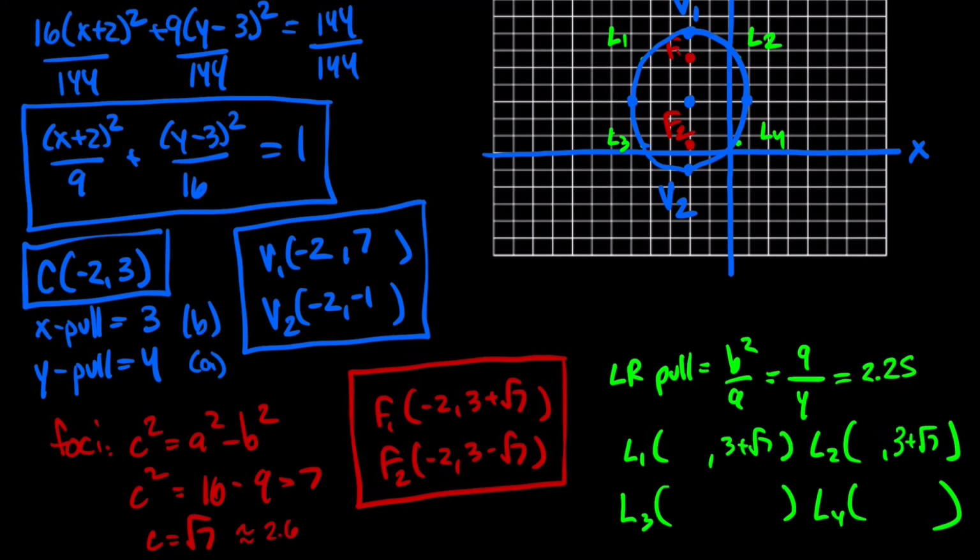To get the x coordinate, you have to remember that we took this x coordinate here and subtracted 2.25 going that way. So if this is a negative 2, I subtract 2.25, that's going to be negative 4.25. To get this x coordinate, I take this and add 2.25. So negative 2 plus 2.25 is 0.25. And now all the hard work is done, because these two down here have the same y-coordinate as F2, so 3 minus square root 7.